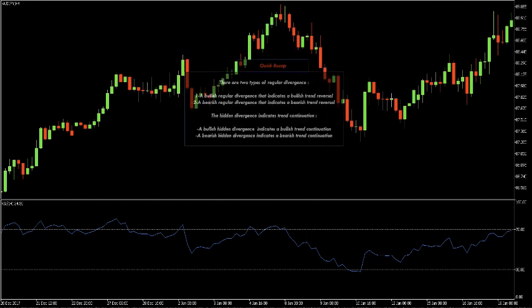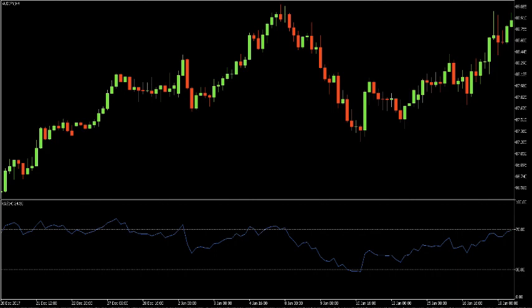Moving on with divergence, we should know which indicator to use to spot divergences. The most common indicator for divergence is the RSI. The default settings of the RSI indicator is 14 periods.